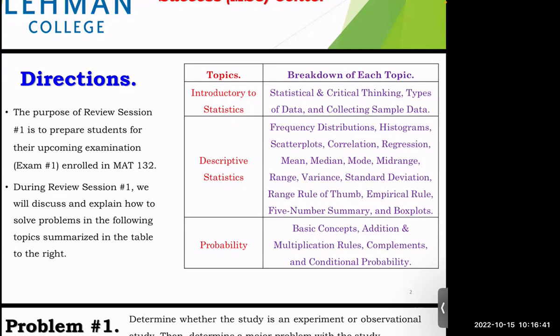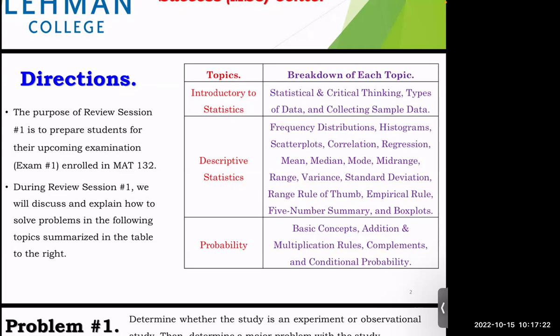So we'll do statistical and critical thinking, types of data, and collecting sample data. The second part is all of the descriptive statistics, namely chapters 2 and 3 of our textbook. We go from frequency distributions, histograms, scatter plots, correlation, regression, mean, median, mode, mid-range, range, variance, standard deviation, range rule of thumb, empirical rule, and 5-number summary, and the box plots. Something that I forgot to mention there was z-scores. We have an example of how to compute z-scores as well.